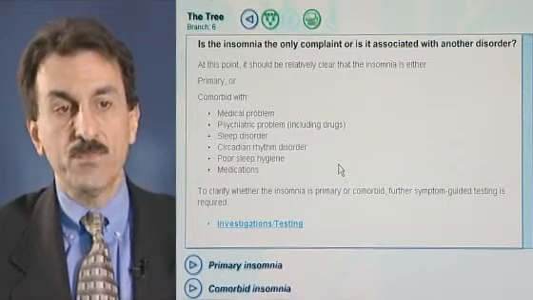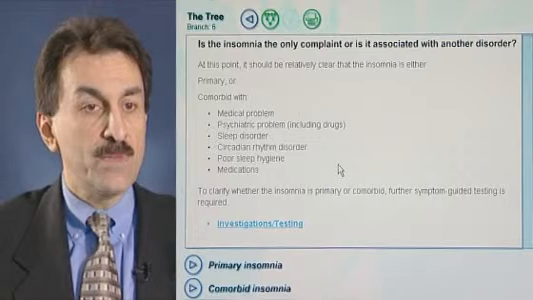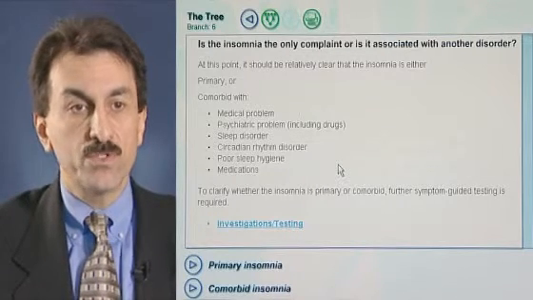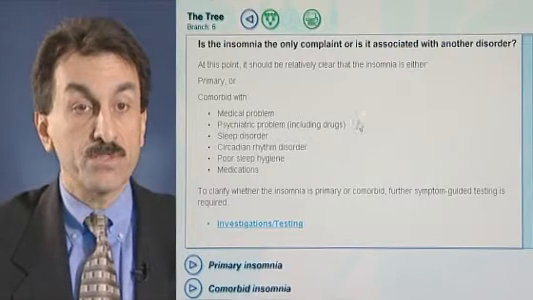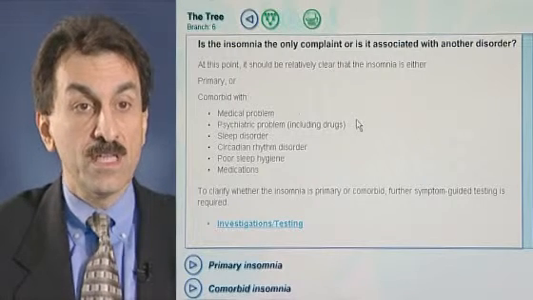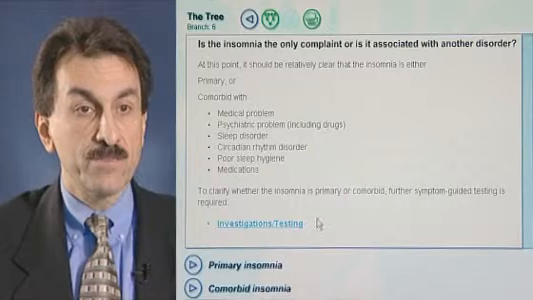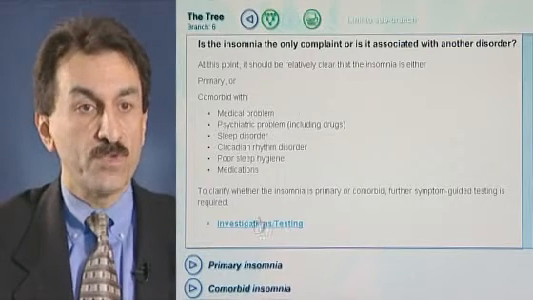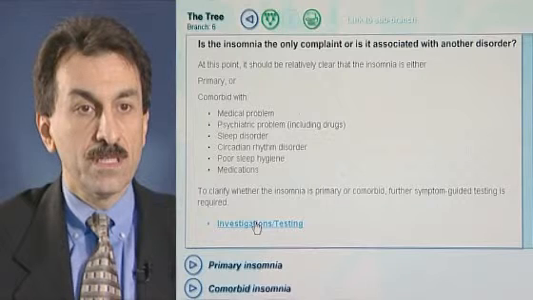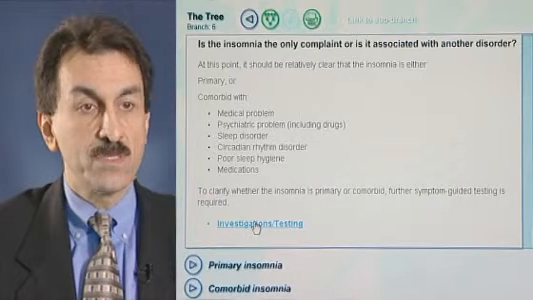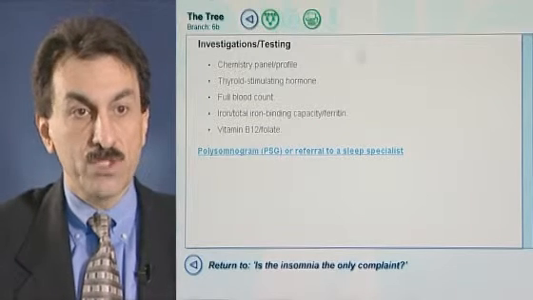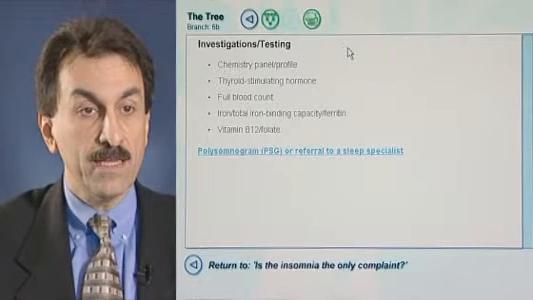To ascertain information to give you the conclusion about primary insomnia versus comorbid insomnia, we need to review the patient's records, obtain past medical history, list of medications, and of course, physical examination. Sometimes it is also valuable to do some testing or further investigation. Clicking here, we can see that sometimes, depending on the diagnosis one is suspecting, chemistry profile can be obtained, full blood count, and the like.